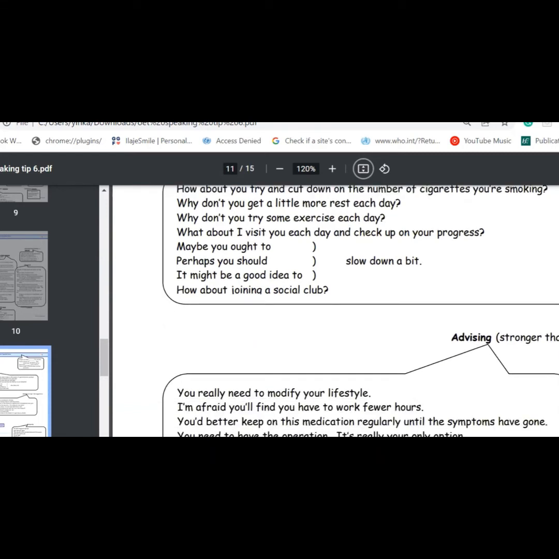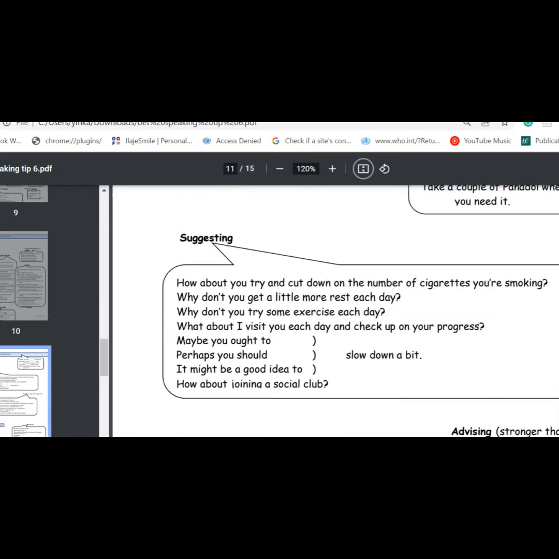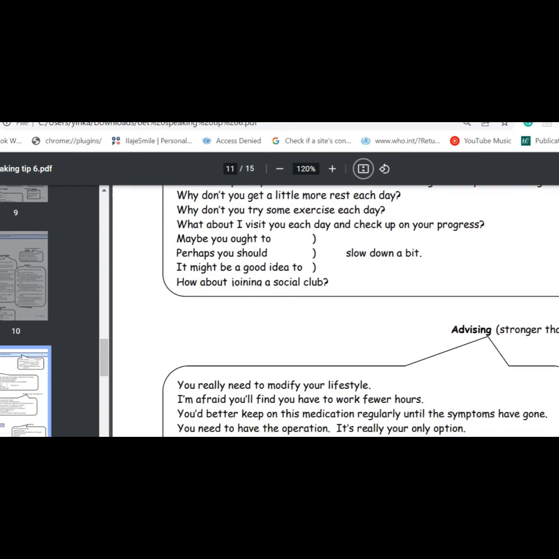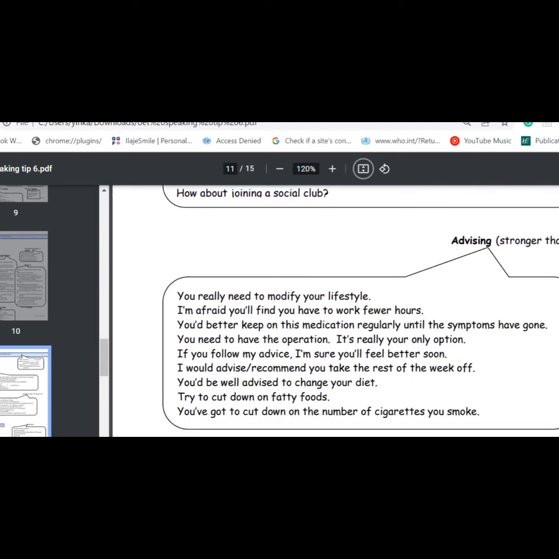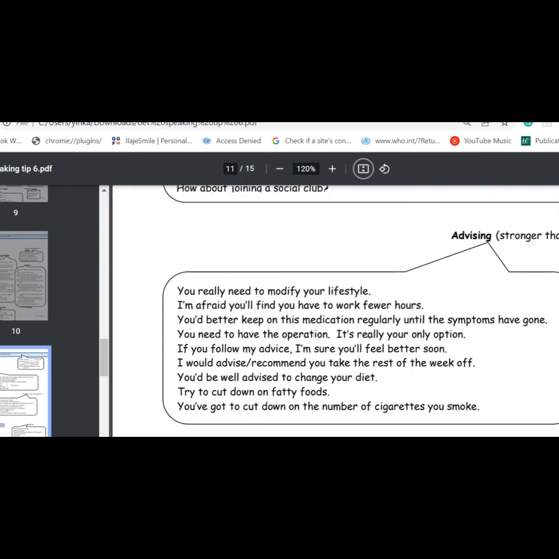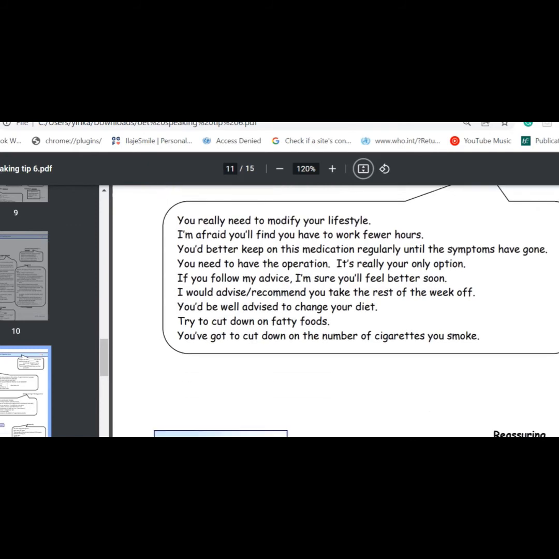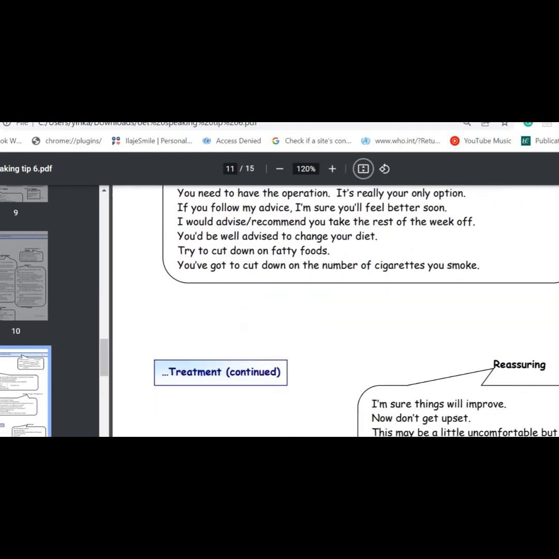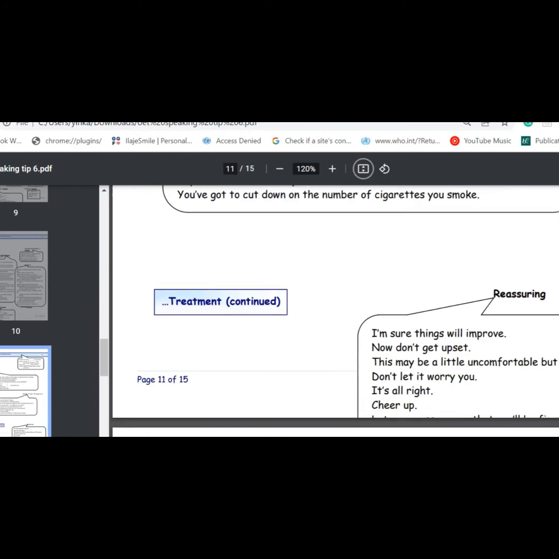Advising. Now, difference between suggestion and advising, suggestion is more mild. Advising is stronger than suggestion. So this time you're trying to advise them to cut down fatty food. Why? Every advice must have a why. So you need to support your advice with a why. All right. Reassuring. How do you reassure a patient?